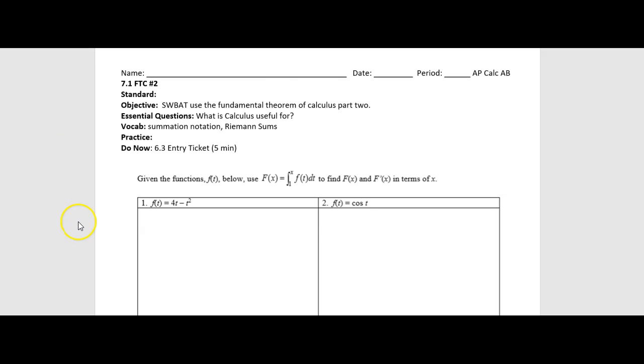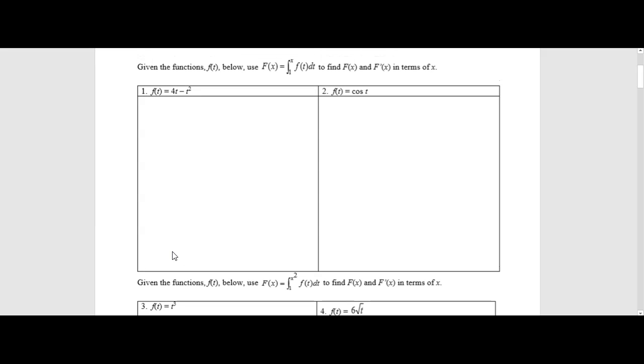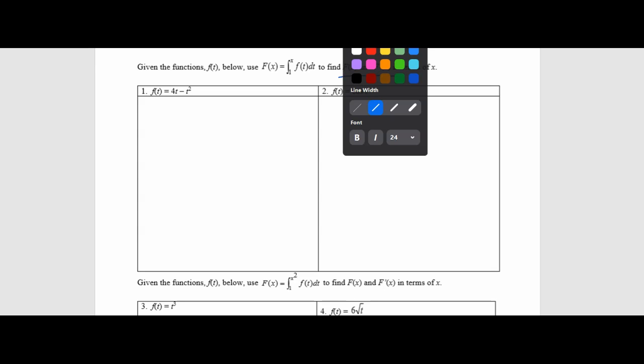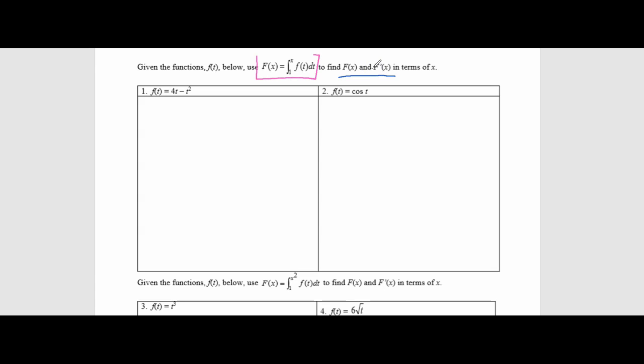Before we get to what it actually is, we're going to go through a couple of exercises here. You're given two functions below. Both are called f of t. And you're going to be asked to find capital F of x and capital F prime of x in terms of x. It gives you what capital F of x should be. It's an integral expression. So pause the video, see if you can use this integral expression to figure out what capital F of x is. And then if you know what capital F of x is, you should be able to take the derivative of that to figure out what capital F prime of x is. And then we'll talk through it.